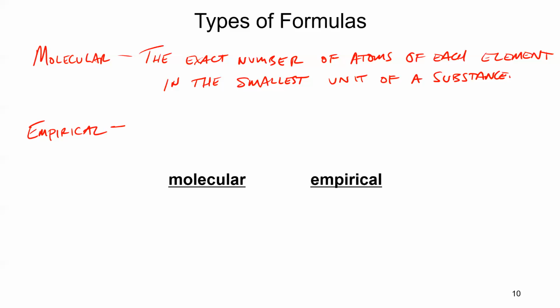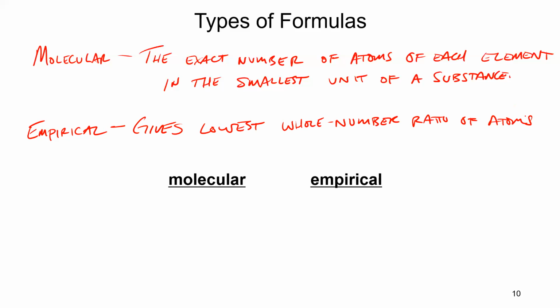An empirical formula, on the other hand, is kind of a shorthand. It helps us classify things into families. And so this gives the lowest whole number ratio of atoms in a substance. Okay.